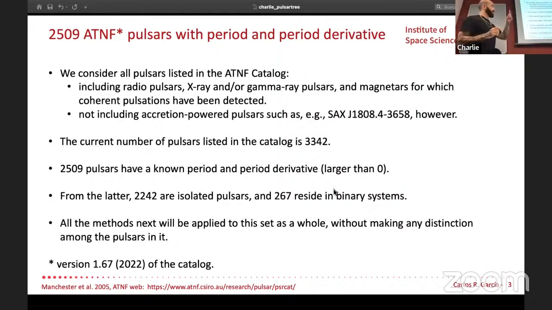So we consider all the pulsars listed in the ICE-CSIC catalog, including radio pulsars, gamma-ray pulsars, X-ray pulsars, and magnetars. But the idea is that we are going to consider only those pulsars with known spin period and spin period derivative, and the spin period derivative larger than zero. If you do that, you obtain 2,509 pulsars, which has around 2,242 isolated pulsars and 267 binary pulsars. The main point here is that we are going to apply all this method without making any distinction between the pulsars we are considering.